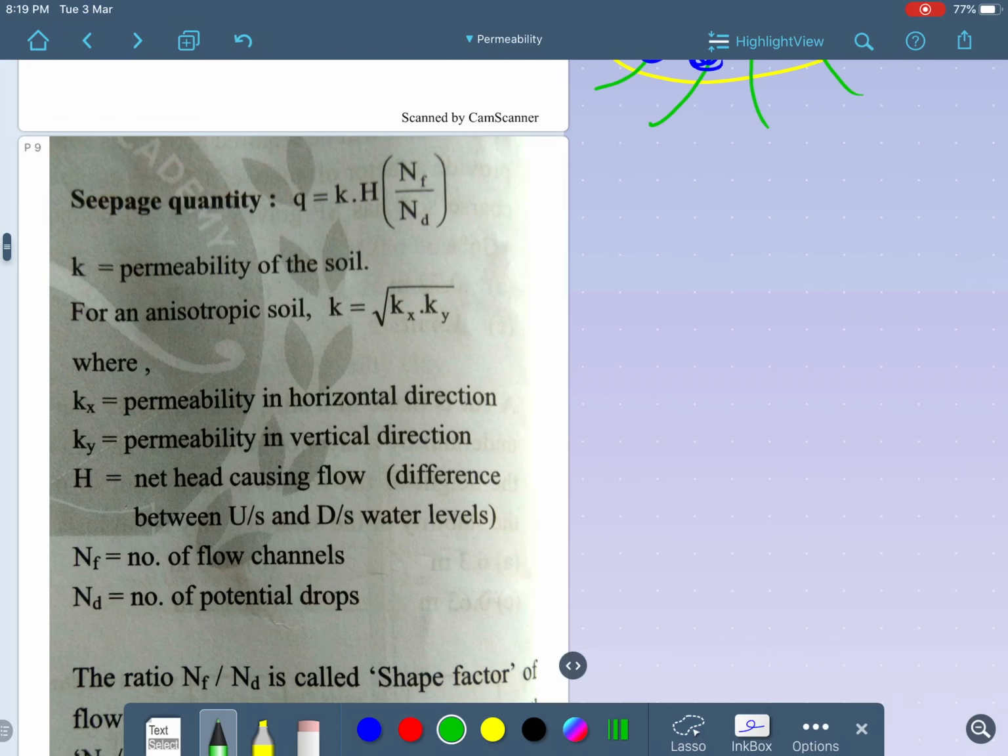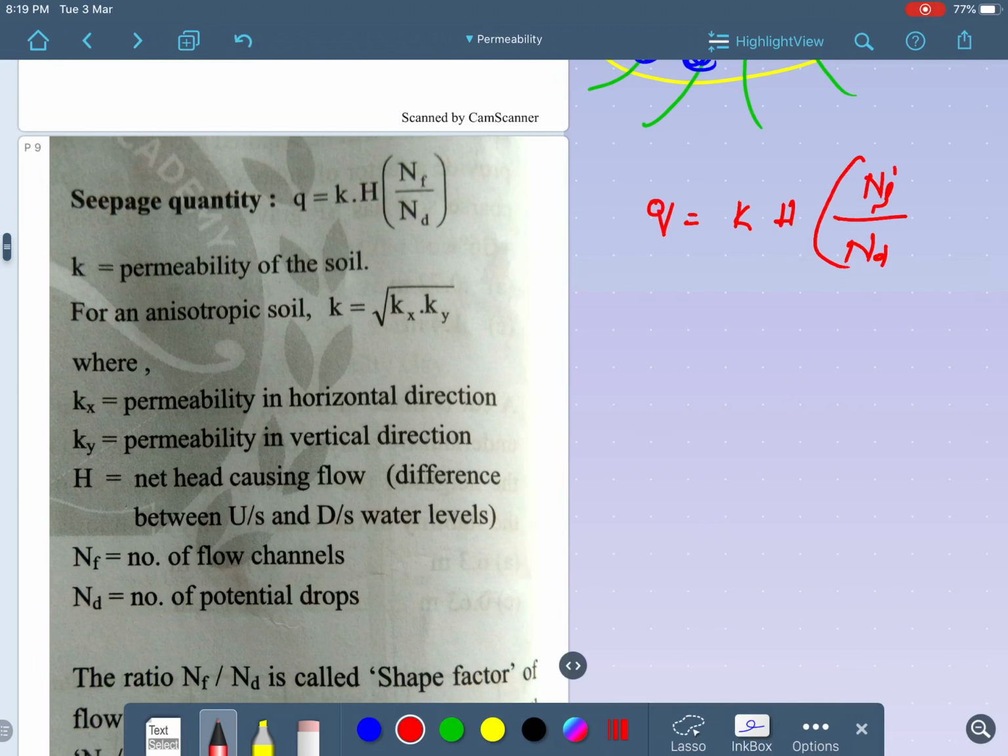First, seepage loss, seepage quantity. By just drawing the flow net, you are going to find the amount of seepage that is taking place in the dam section. The formula for that is: seepage quantity Q is equal to K into H into NF divided by ND. What is K? K is the permeability of the soil. H is the net head causing flow, that is the difference between upstream and downstream water levels.